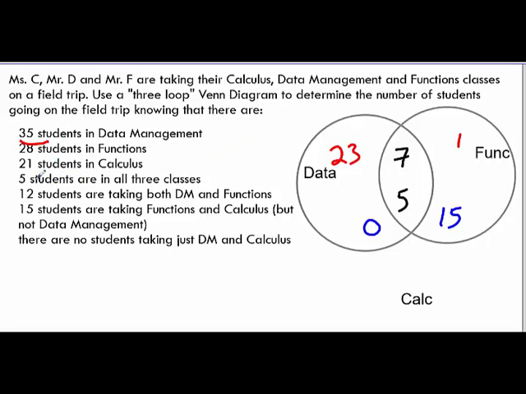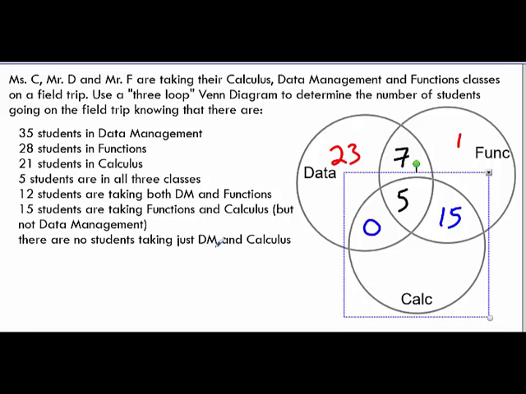I guess if I've taken out calculus, these two lines don't matter. 12 students taking both data management and functions. We can see 7 and 5, perfect. And then again, anything involving calculus I've taken out. So again, that's sort of what I'm suggesting when I say if we take one group out. So hopefully that helps.